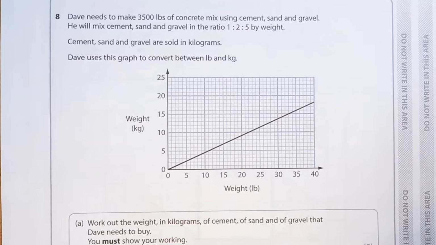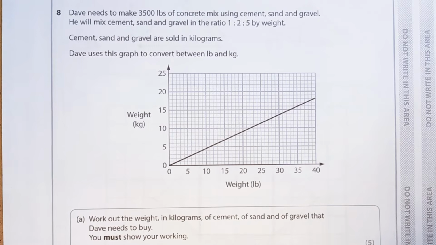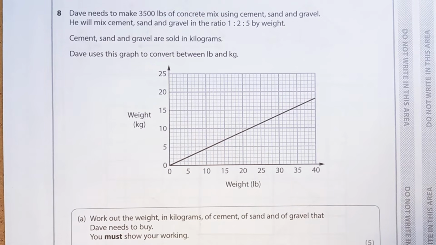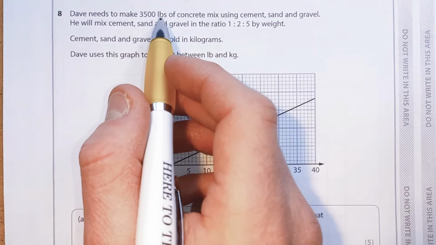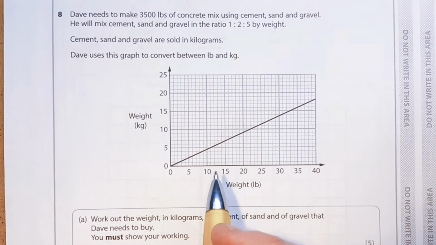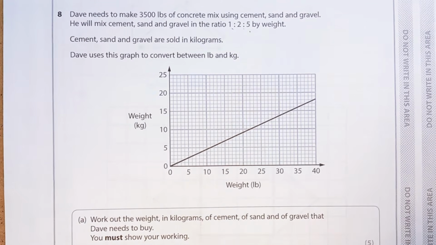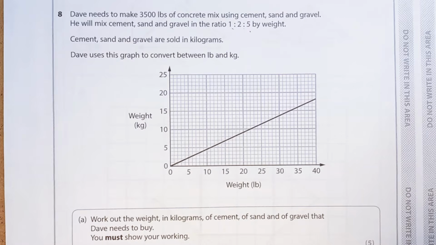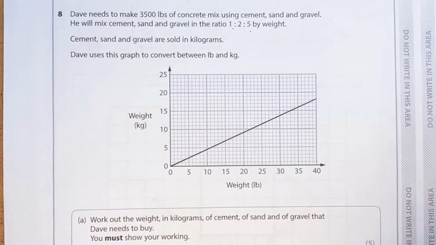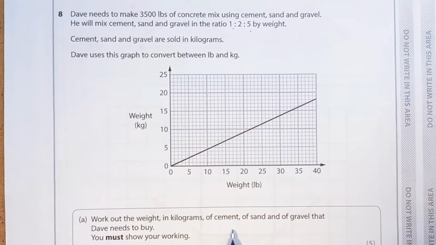Question 8. Dave needs to make 3,500 pounds of concrete mix using cement. If you don't know the fact that this is pounds, again, it doesn't matter. It's just 3,500 somethings of concrete mix using cement, sand and gravel. He will mix cement, sand and gravel in the ratio 1 to 2 to 5 by weight. Cement, sand and gravel are sold in kilograms. Dave uses this graph to convert between pounds and kilograms. Work out the weight in kilograms of cement, of sand and of gravel that Dave needs to buy. You must show your working.